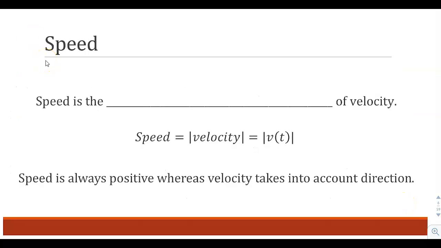Now let's take a look at, well, what is speed? Sometimes people incorrectly interchange speed and velocity, but it's not exactly the same thing. Speed is actually the absolute value of velocity. Speed is the absolute value of velocity. So speed is always positive, whereas velocity takes into account direction. So furthermore, speed is actually a scalar or a numerical value, whereas velocity is a vector since it takes into account direction.